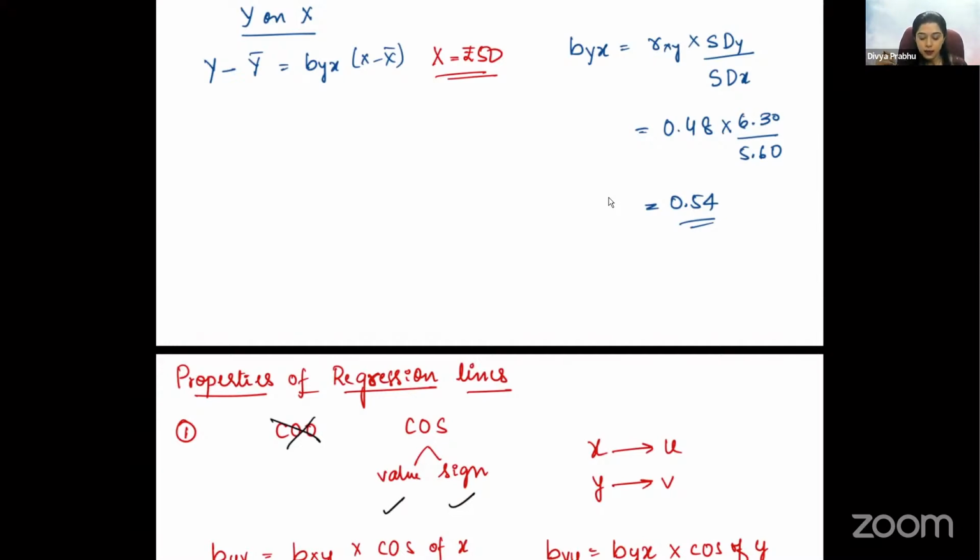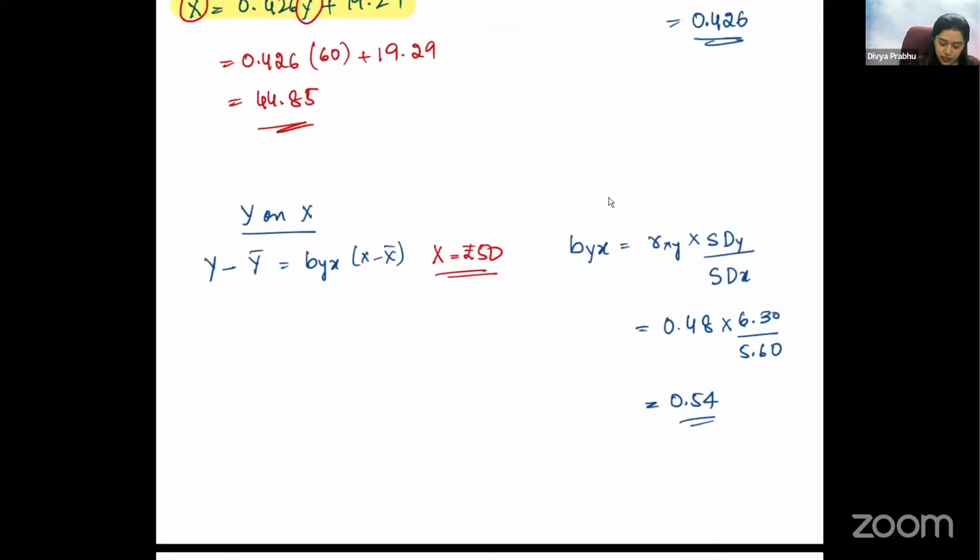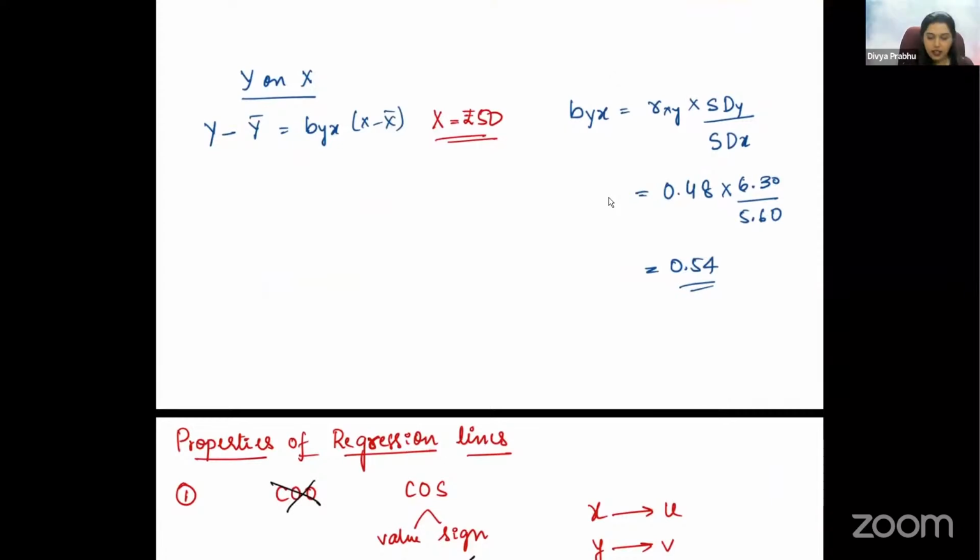Anyone who's got the answer? See, all this will remain the same. X bar, Y bar is given in the question. Just write it as it is. Y minus 58 is equal to 0.54 into X minus 44. Can you do it hereafter? Quickly. What is the value of Y?